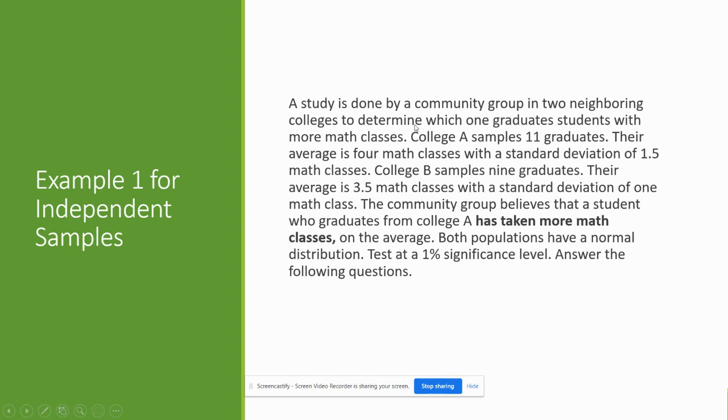Okay, before we go there, I've got College A and I've got College B. So I've got 2 samples. College A has a sample size of 11 and College B has a sample size of 9. I'm using a 1% level of significance. And they believe that College A graduates take more math classes than College B.